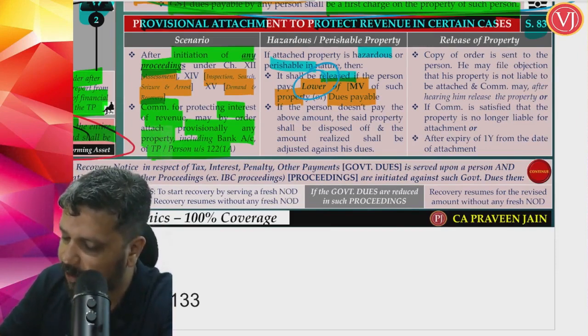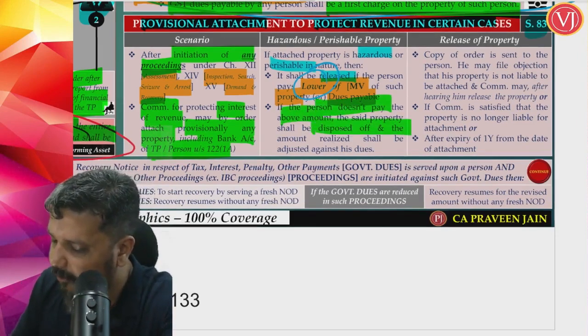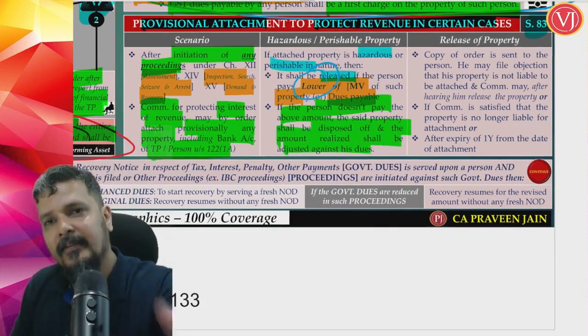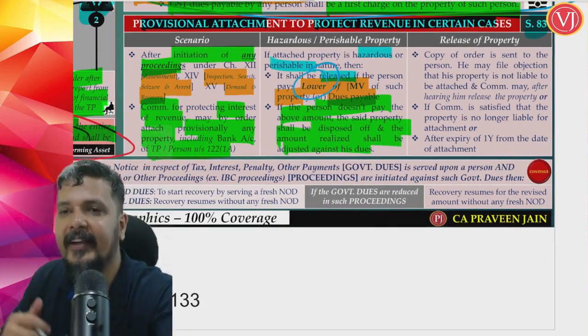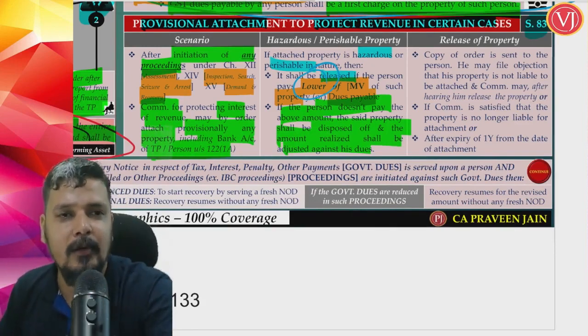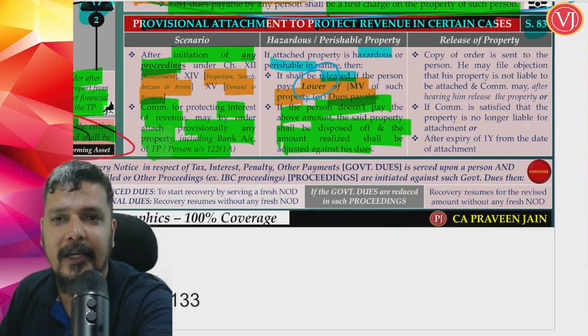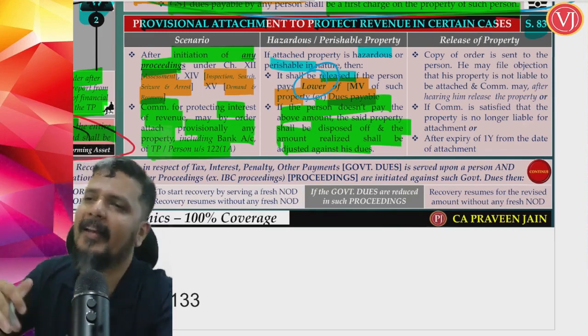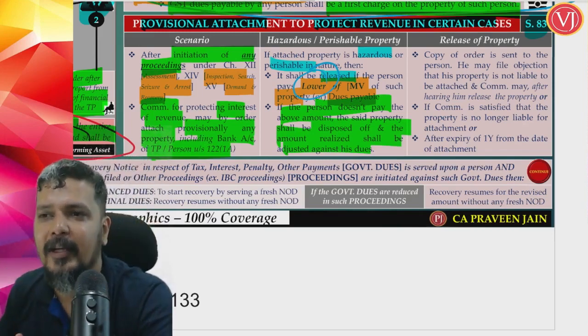If that person is not depositing that dues, what officer will do? Sell those goods and adjust against the dues. The property is worth 10 crores. The dues are only for 2 crores. They will not sell the entire property. They will sell only 2 crores worth property and the balance 8 crores property, they will give it back to the assessee.